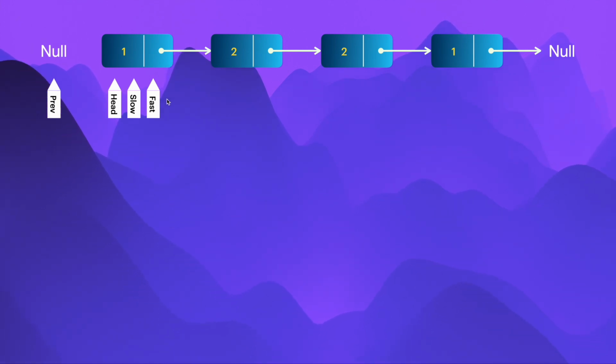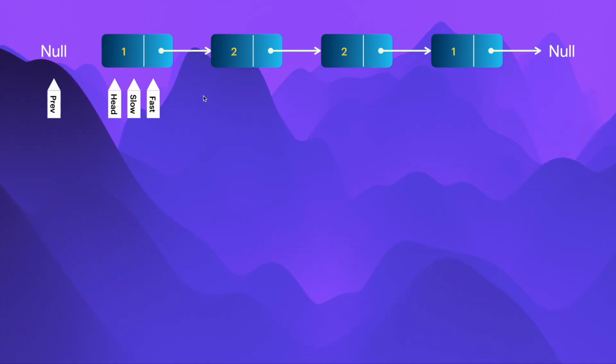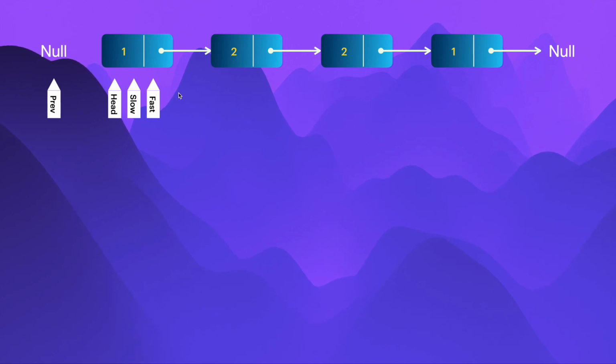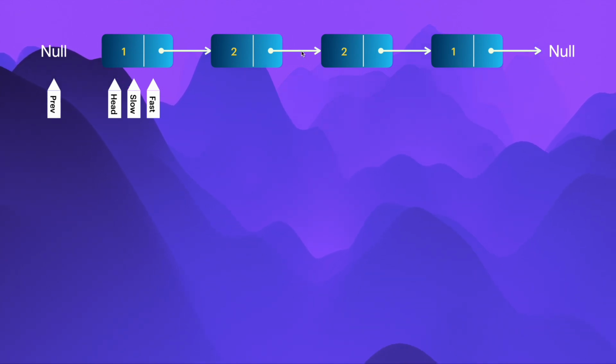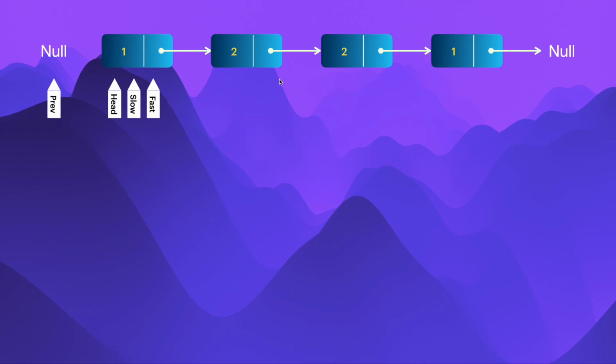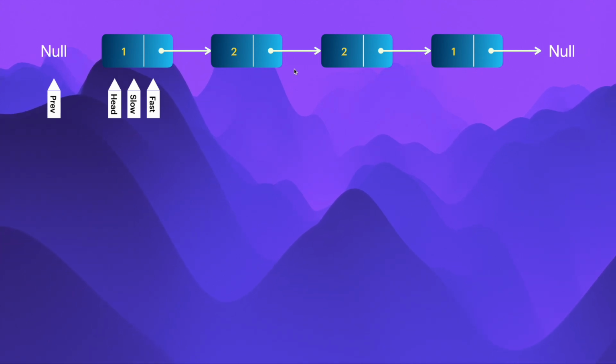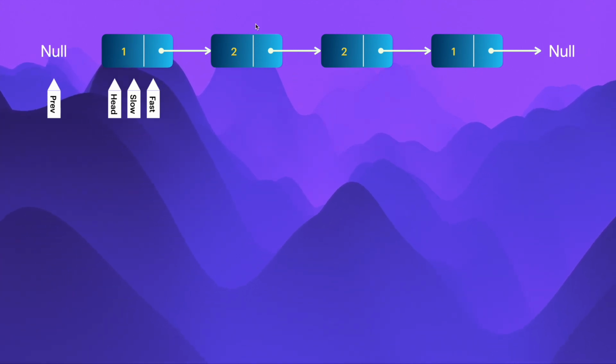So why are we using slow and fast pointers? Slow is going to move one node ahead, and fast is going to move two nodes ahead. So when fast is pointing at null, slow is somewhere around the middle of the list. Using the slow and fast pointers, we will reverse the second half of the nodes.